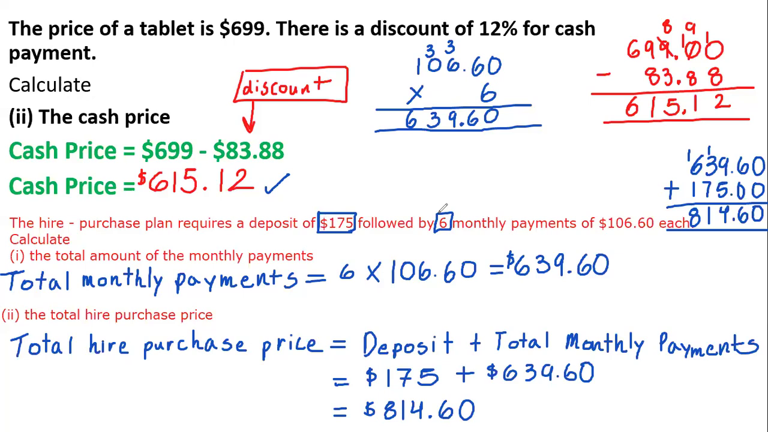Overall, if you choose the higher purchase plan, how much would you actually spend on this tablet? $814.60, right? But if you buy cash, how much would it cost you? $615.12. Very good. So which one is the better option in your opinion? Paying cash. Just buying it with cash. Or you can pay in credit card.